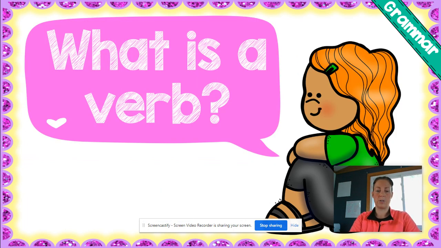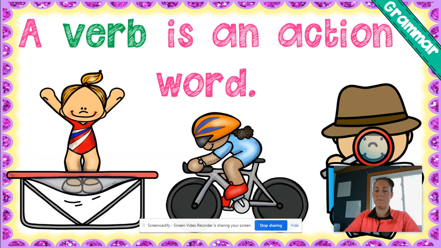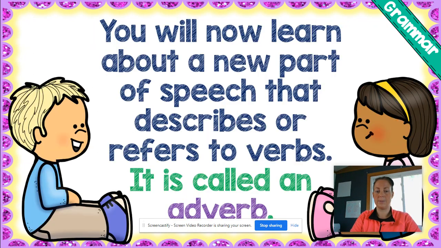When we talk about verbs, what is a verb? A verb is an action word. So jump, bike, look, all of those things are action words. There's something that your body can actually do.